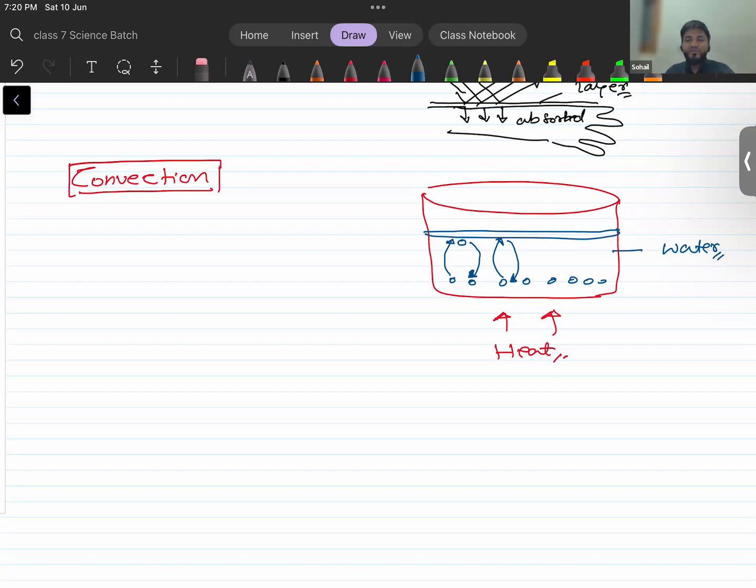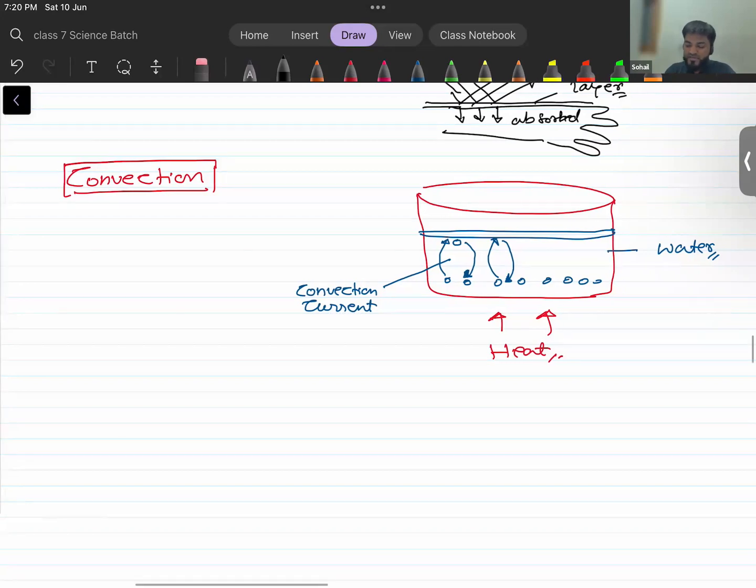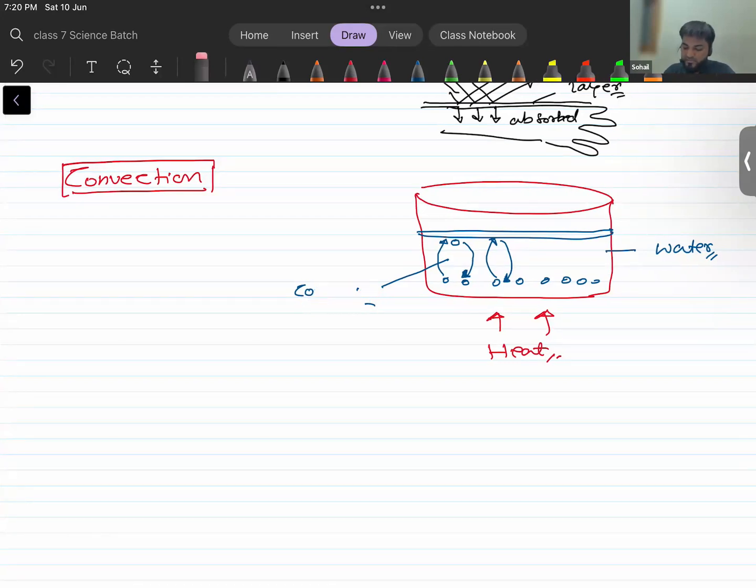So this creates a current that is called a convection current. What is this convection current? The movement of particles of air and gases when they are heated. Got this? This is how heat transfers in a liquid medium. The same is the case with a gaseous medium also. All right, so that is what convection is.